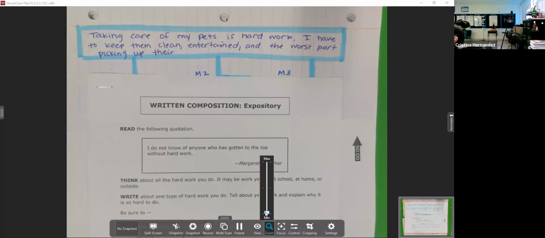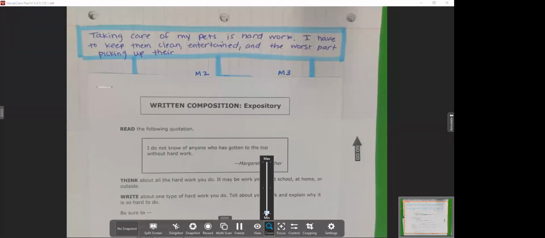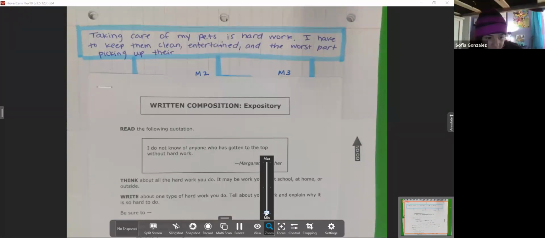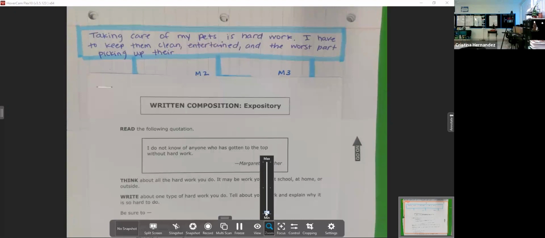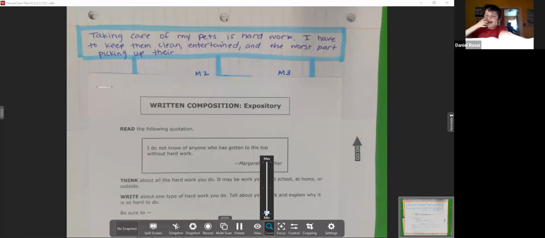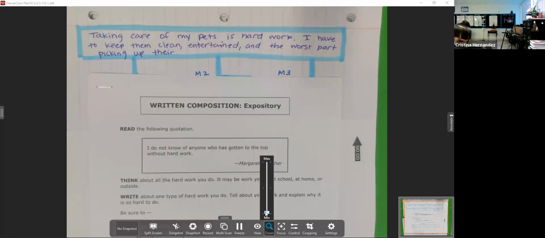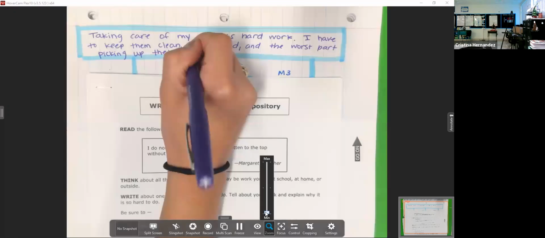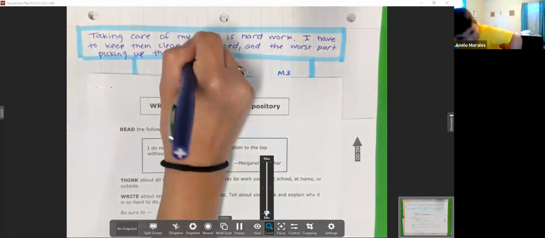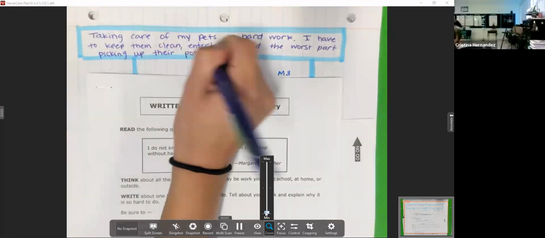I think picking up their privacy. Picking up their business? I guess we could say picking up their business. How about picking up their poo? I guess I'm just going to put poo, because if we put business, we're still going to have to explain what business is in our main idea. Picking up their poo. Picking up their chocolate. I guess you could make it funny like that.